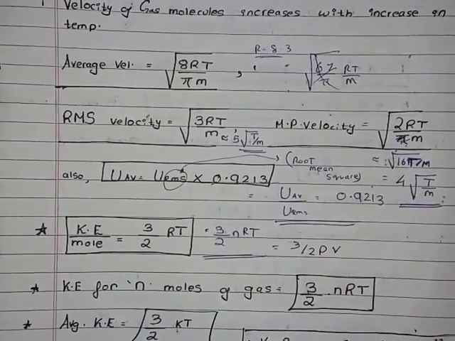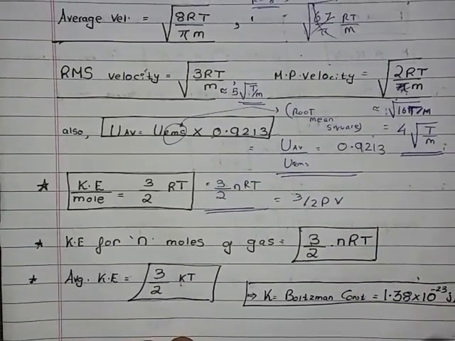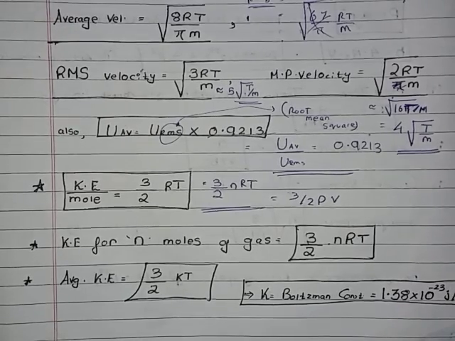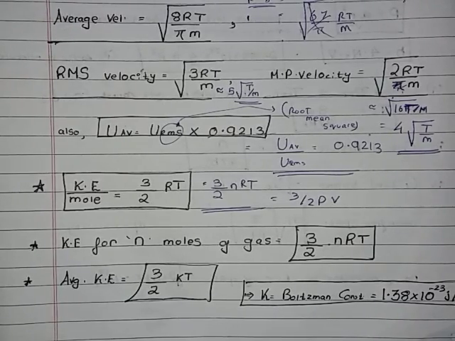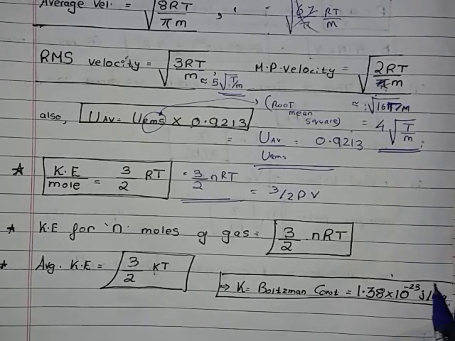Oops, I wrote it here. Kinetic energy for n moles equals 3/2 nRT. Another formula for kinetic energy equals 3/2 kT, where kT is not Katy Perry. I know I'm her biggest fan, but it's 3/2 kT, where k equals the Boltzmann constant, 1.38 × 10^-23. You have to learn this again: 1.38 × 10^-23 joules per degree, the Boltzmann constant.